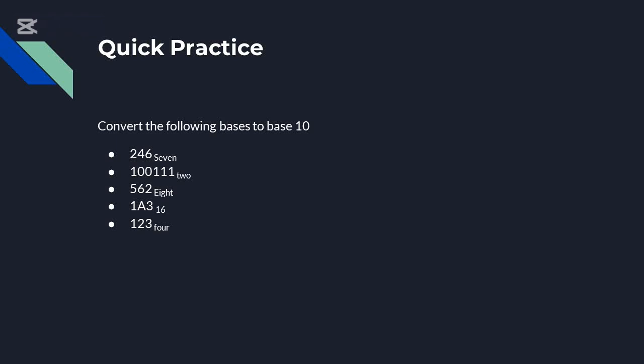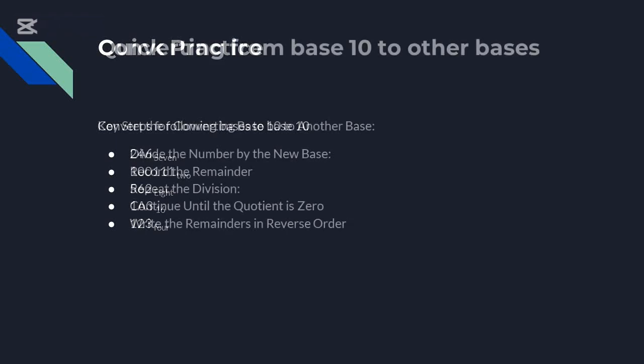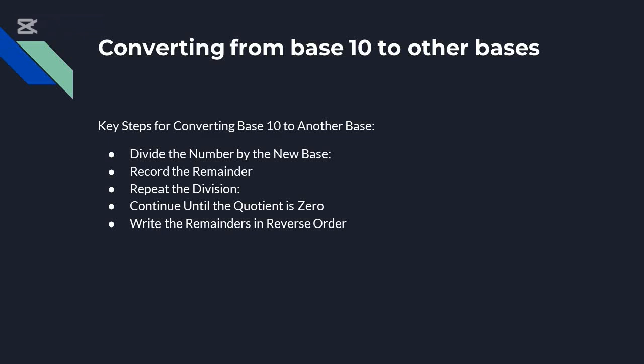Converting from base 10 to other bases. So let's look at another scenario, where you're given a base 10 number and told to convert it to other bases. What are the key steps? The key steps are: 1. Divide the number by the new base, record the remainder, repeat the division, and continue until the quotient is 0. Then write the remainders in reverse order. Let us see how it is done.